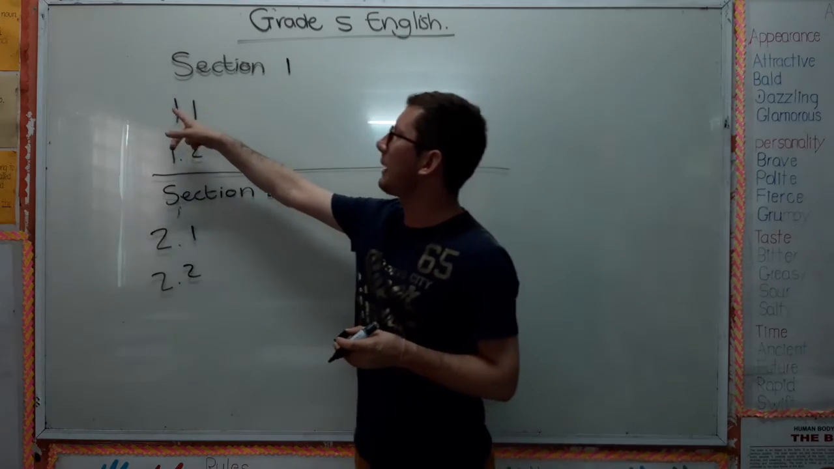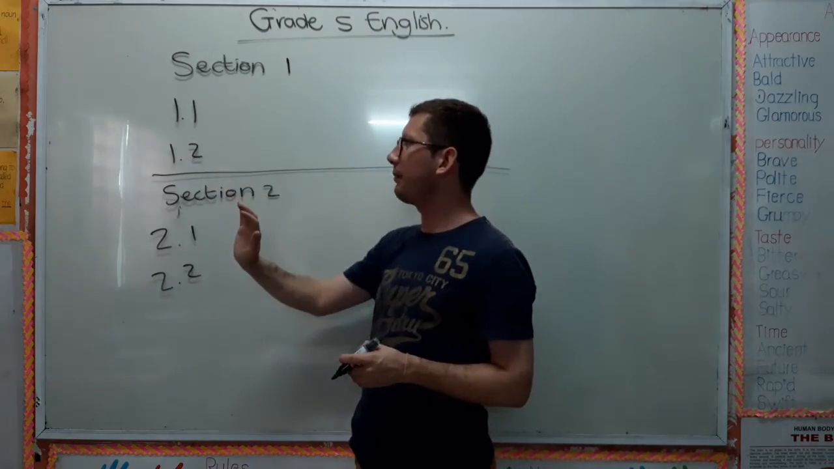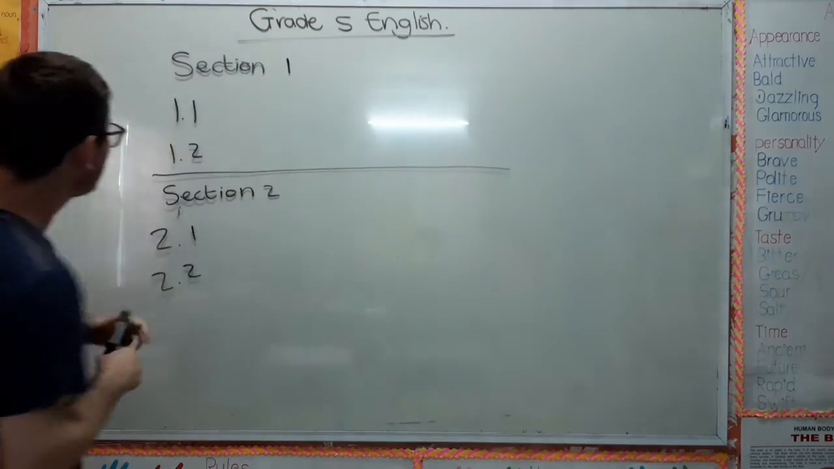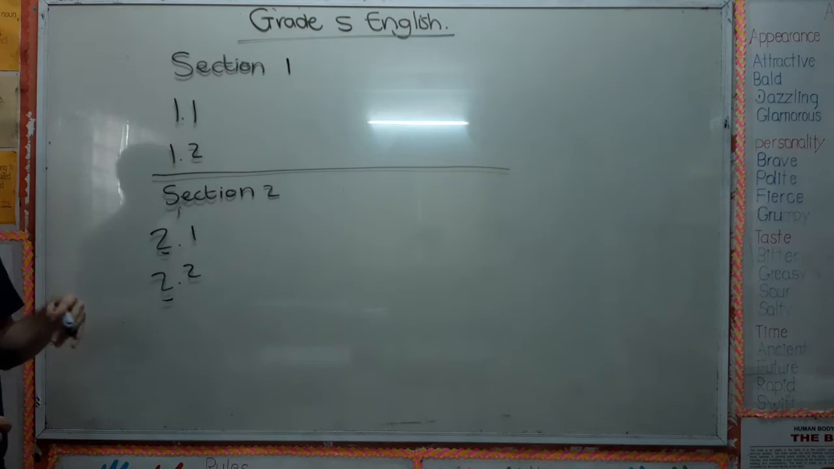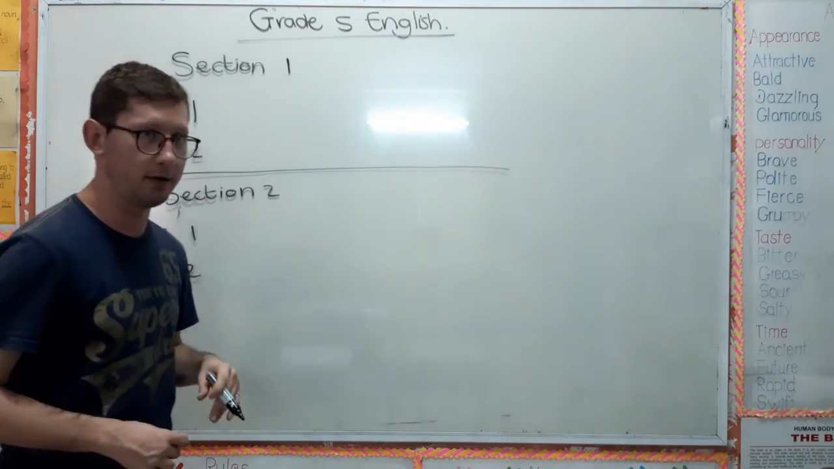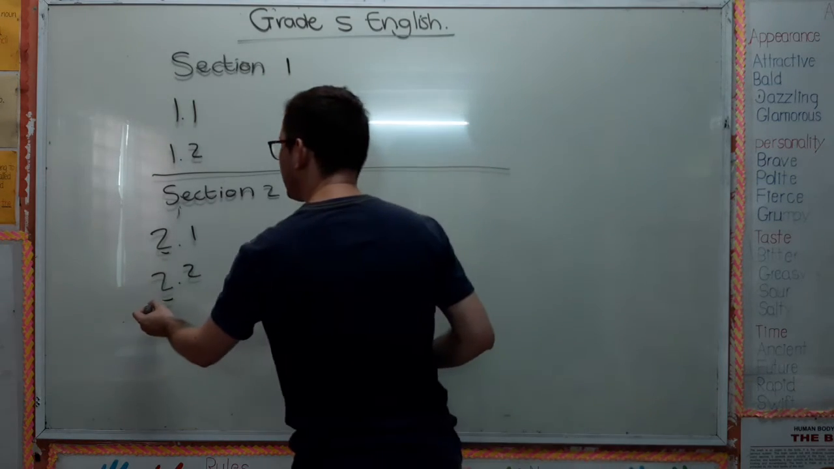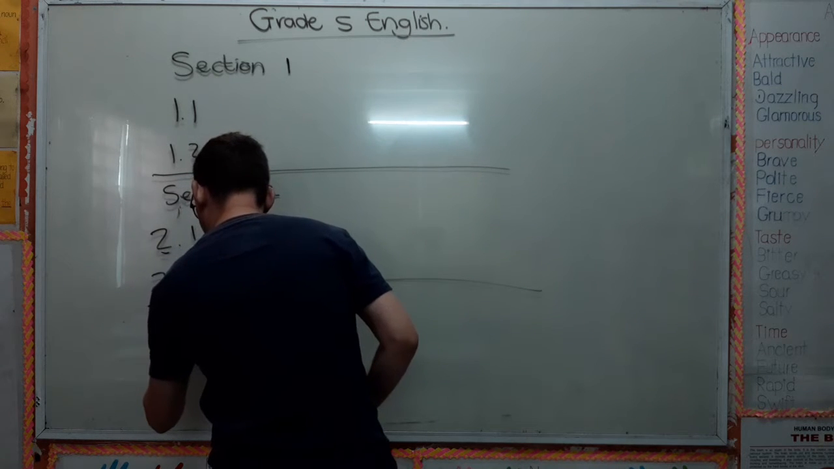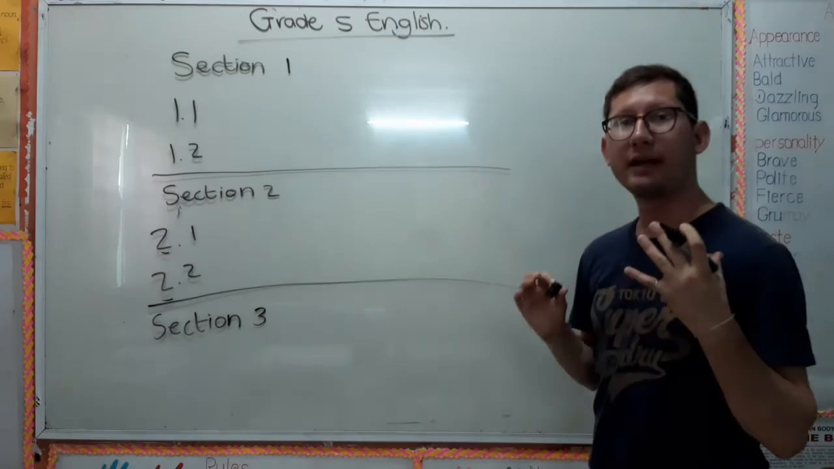For example, the first digit represents the section. The second number is the actual question number. Do you see? For example, in section 2, the first number represents section 2, and the number 1 and number 2 represent the actual question number. Once you finish with section 2, you do the same again. You draw a line and then you continue with section 3. And that's how you complete the entire test.